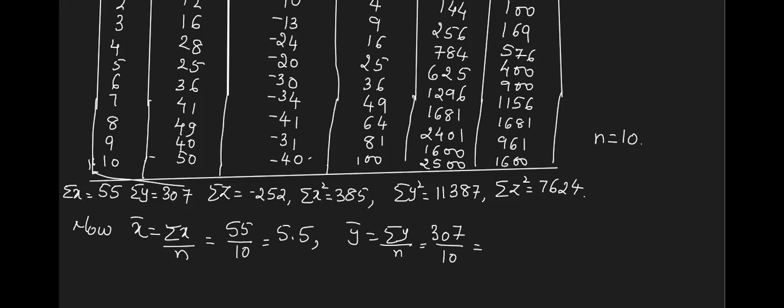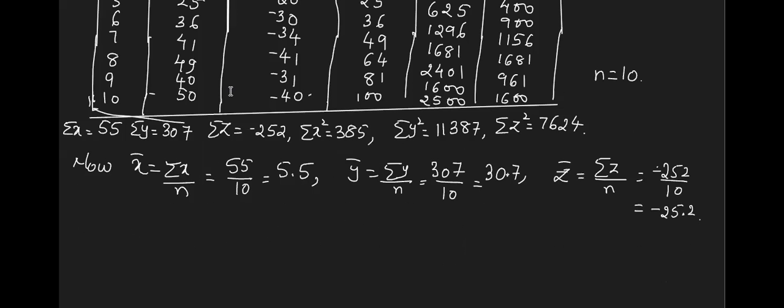307 divided by 10 is how much? 30.7. Just calculate z bar also. Z bar is also required. Summation of z divided by n, which is minus 252 divided by 10 means minus 25.2. So don't worry if it is a negative value also.